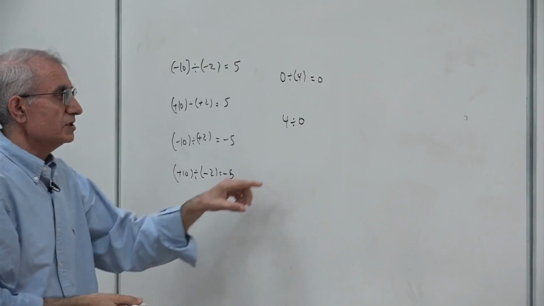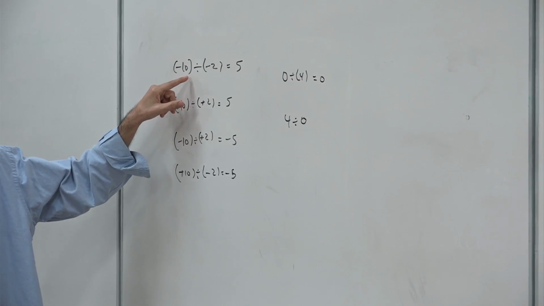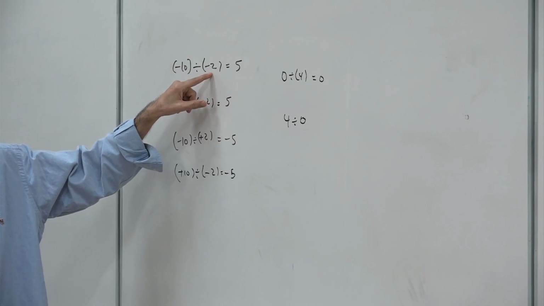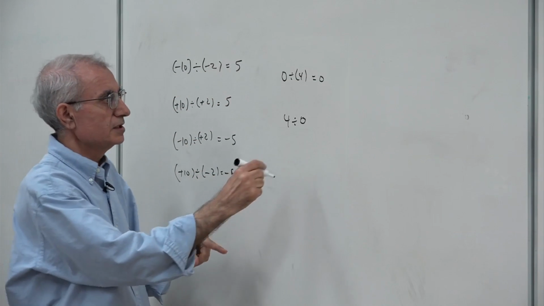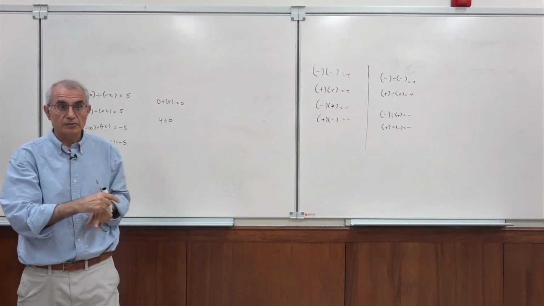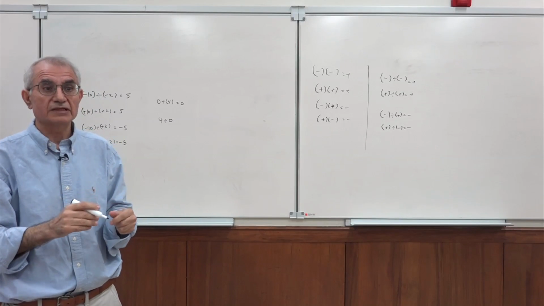But if it was the other way around, now you have to be careful. Division by 0 is not possible. Notice here when I divided negative 10 by negative 2, I got 5. That means I got something that if I multiply it back by this number, I get this back. But here, there is no number in the world that if I multiply by 0, I end up with positive 4. So division by 0 is undefined. So you cannot divide by 0.